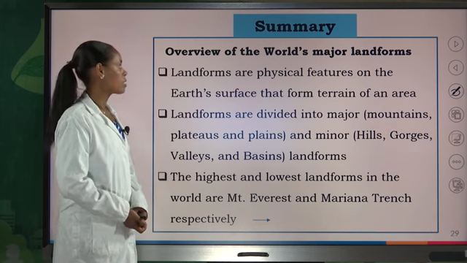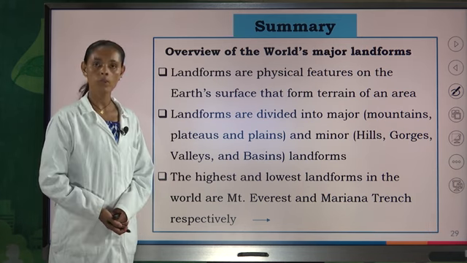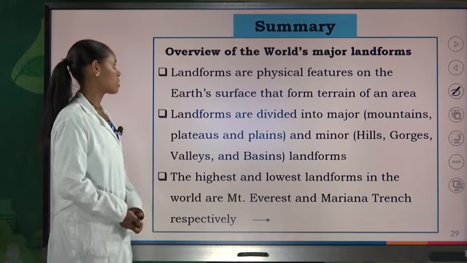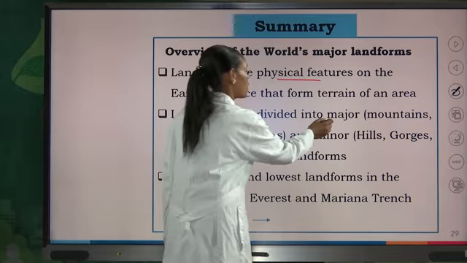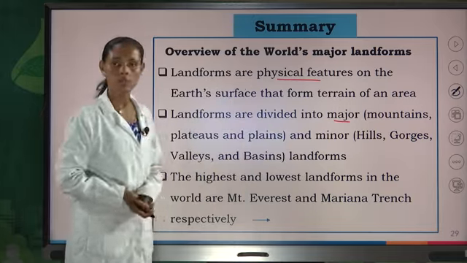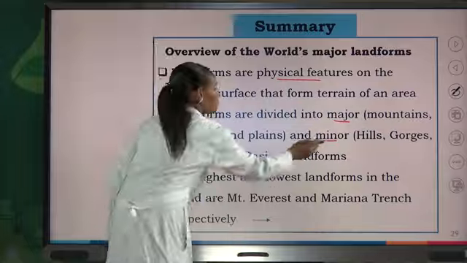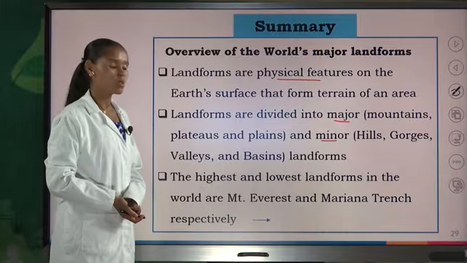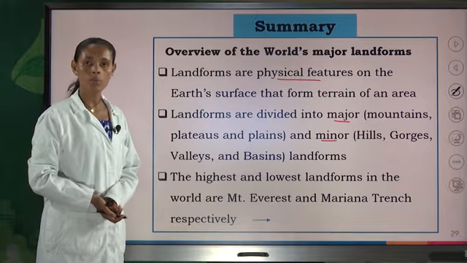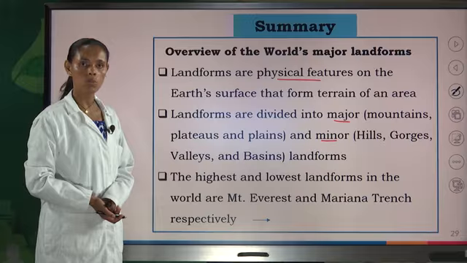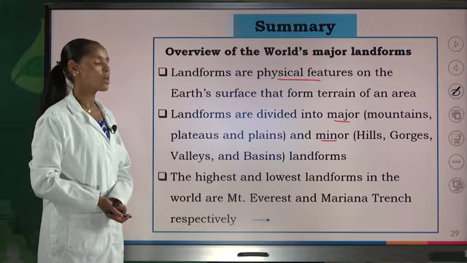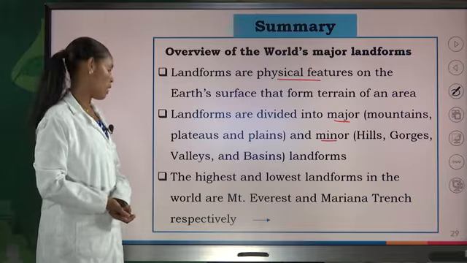Let us conclude today's lesson. Our today's lesson was about overview of the world's major landforms. Landforms are the physical features on the Earth's surface that form terrain of an area. Landforms are divided into major types and minor types. Mountains, plateaus, and plains are good examples of major types of landforms, whereas hills, gorges, valleys, and basins are good examples of minor types of landforms.